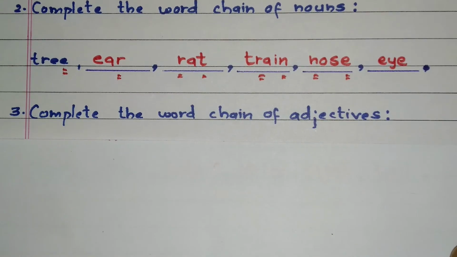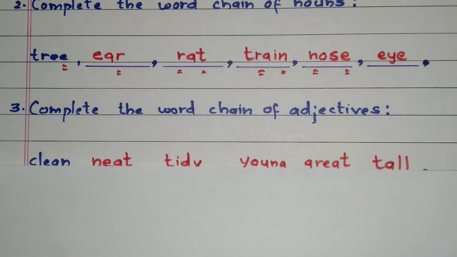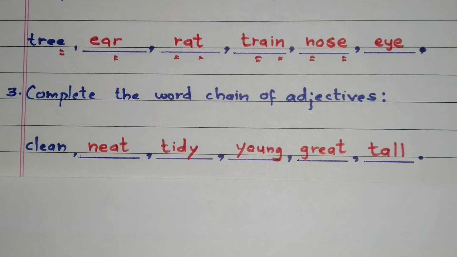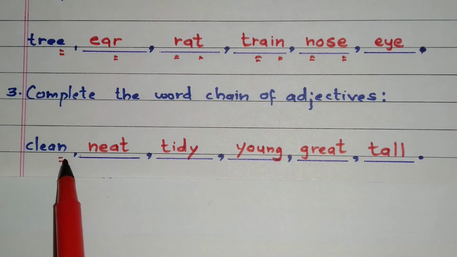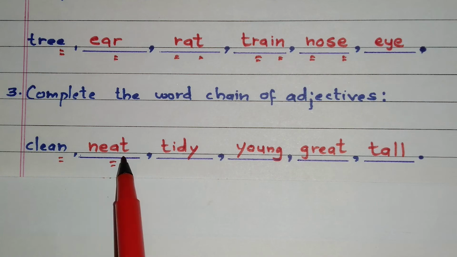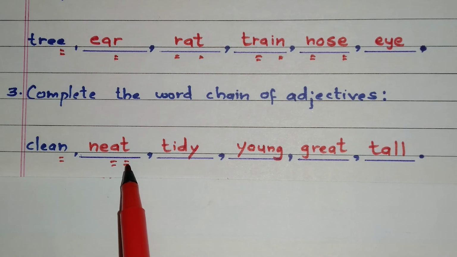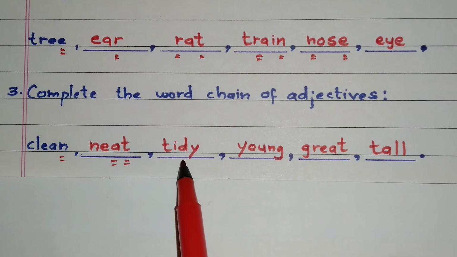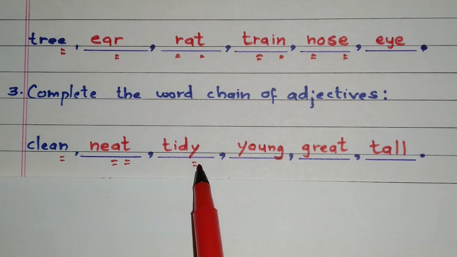The last example. Complete the word chain of adjectives. And the word given to me is clean. The last letter of clean is N. So my next adjective starts with N. I have written neat. Last letter of neat is T. So my next adjective starts with T. That is tidy. Last letter of tidy is Y.